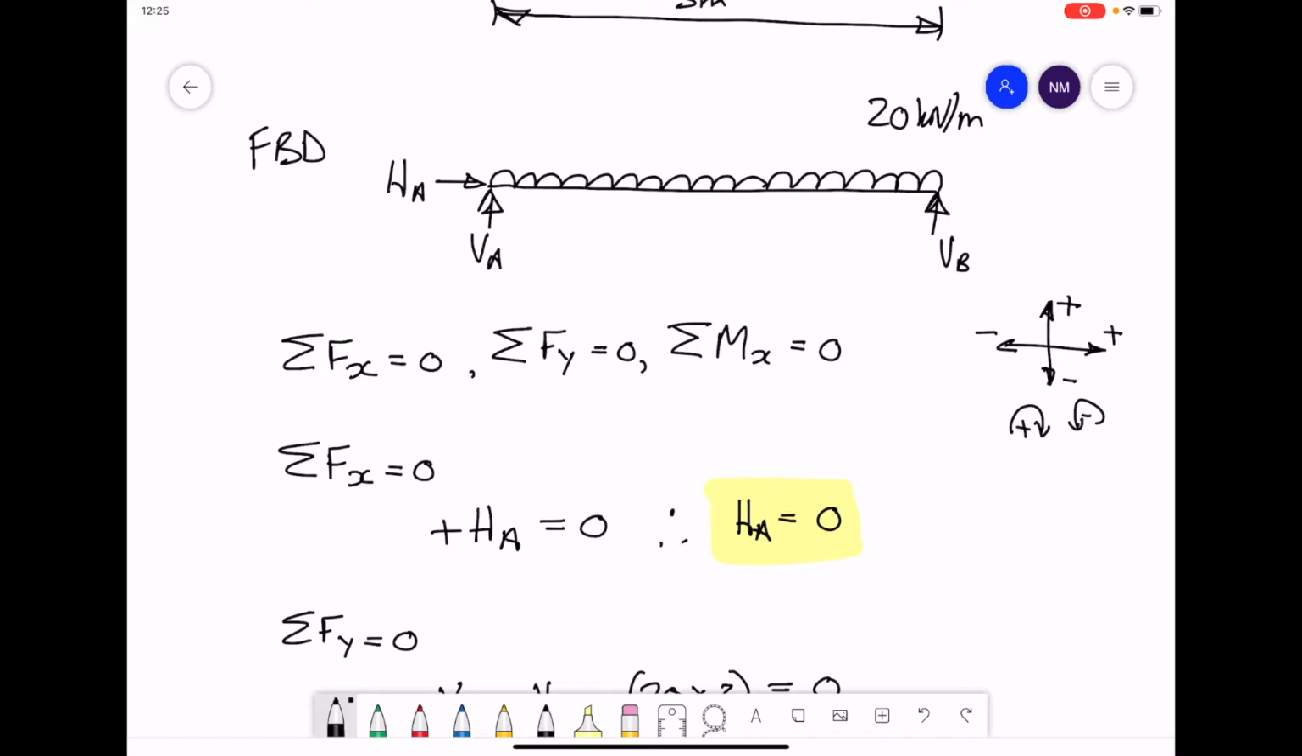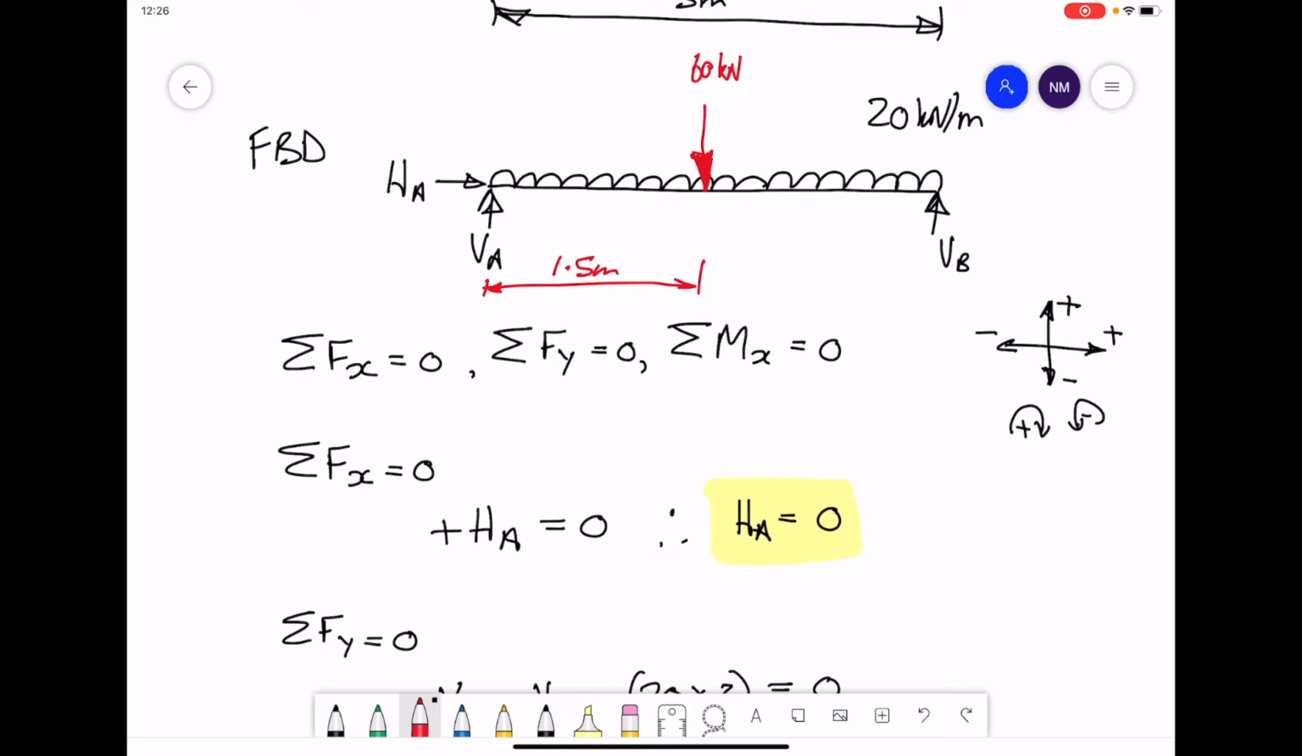HA and VA are applied at point A. Their offset distance is 0, so don't produce a moment. What does produce a moment is the UDL and the force VB. Now, when dealing with the UDL, what we do is we take the entire weight of the UDL, in this case 20 times 3, which is going to be 60 kilonewtons, and we put it in the middle of the UDL. So effectively, when we're doing moments, we replace the UDL with a point load of 60 kilonewtons, and that would be at a distance of, in this case, 1.5 meters across from point A.